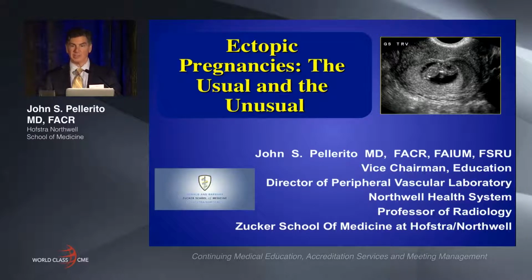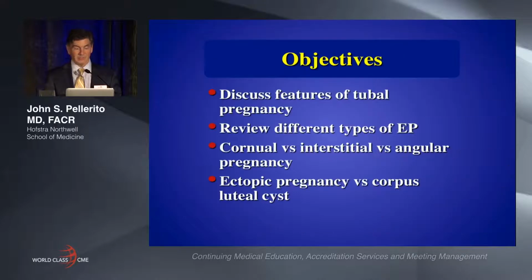My topic is ectopic pregnancies, the usual and the unusual. For the next few minutes, I'm going to discuss the features of common ectopic pregnancies that we may see in the fallopian tube, and then we'll discuss some of the different types of ectopic pregnancy that you might see. We'll discuss the issue of whether you have a cornual or an interstitial or an angular pregnancy, what the differences are and how you should report those, and also try to be able to distinguish between ectopic pregnancy and a corpus luteal cyst.